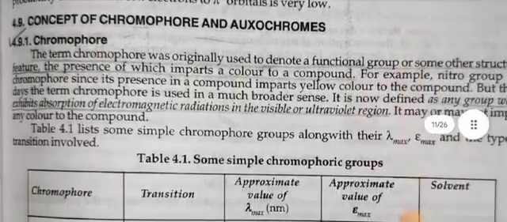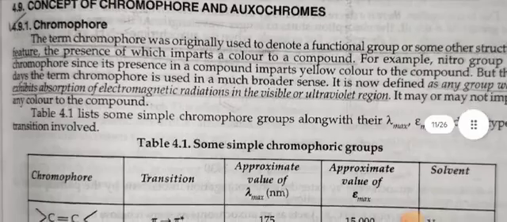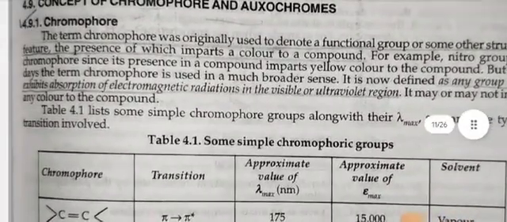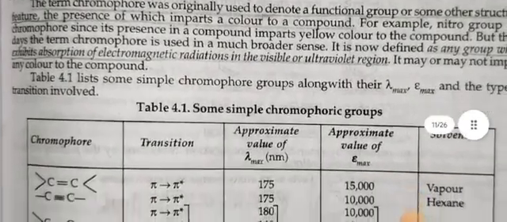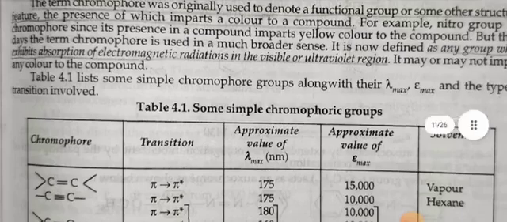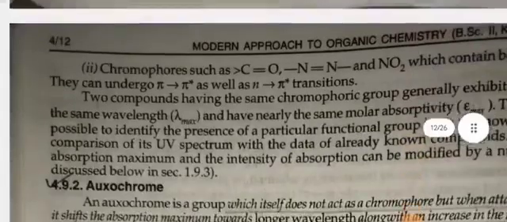Concept of chromophore and auxochromes. Chromophore. The term chromophore was originally used to denote a functional group or some other structural feature, the presence of which imparts a color to the compound. For example, the nitro group is a chromophore, since its presence imparts a yellow color to the compound.